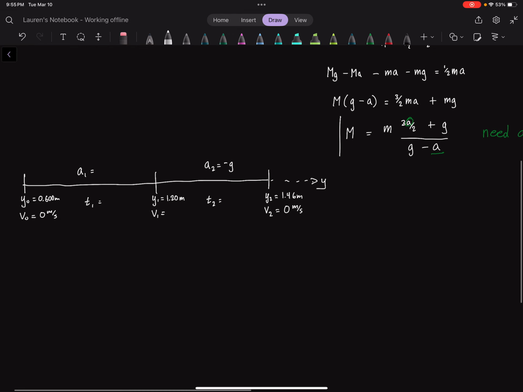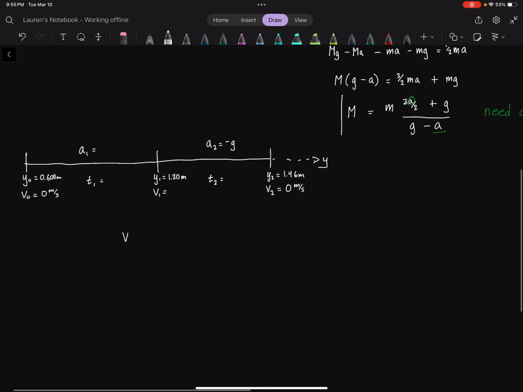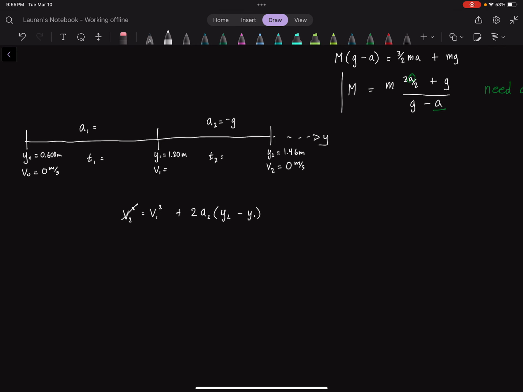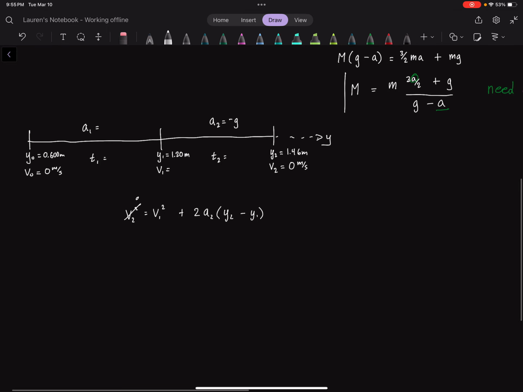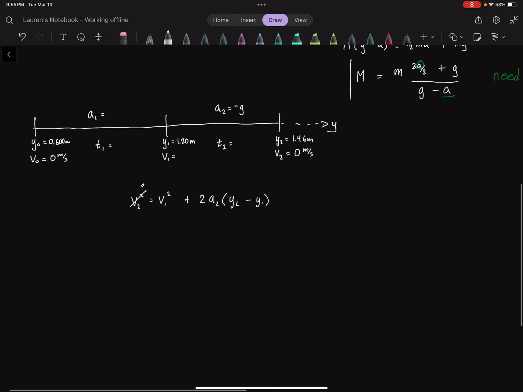So applied to the second segment, V2 squared equals V1 squared plus 2A2 times the displacement, Y2 minus Y1. V2 is 0. V1 we want to know. A2 is going to be minus G, right? And the displacement, just looking at Y2 minus Y1, is 0.26.